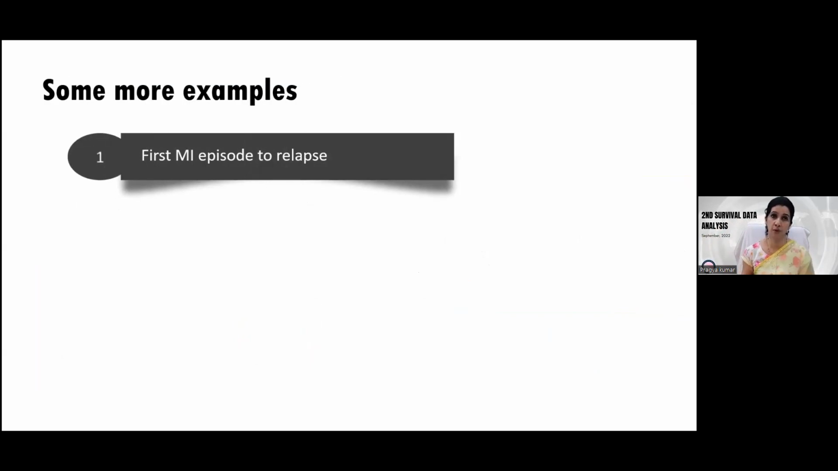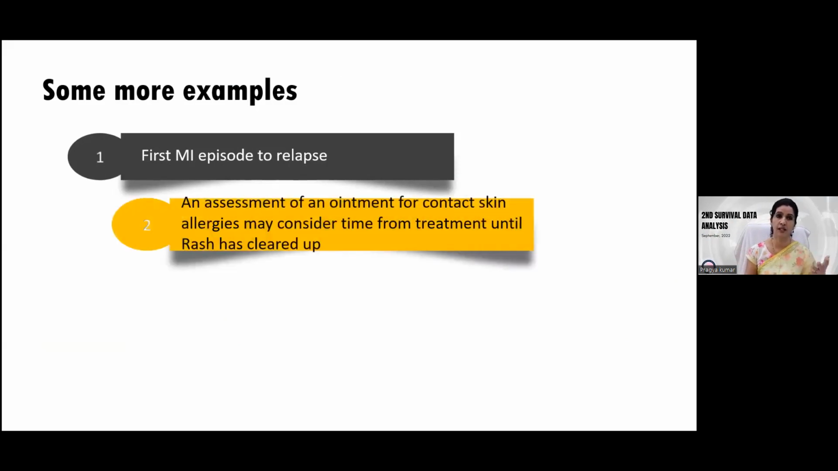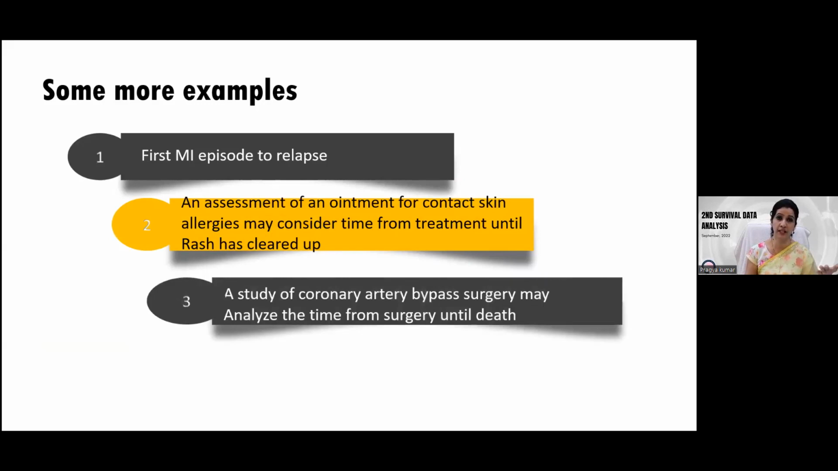There are some more examples, like first MI episode. After first MI, the second MI episode. Then again, assessment of an ointment for contact skin allergy may consider time from treatment until the rash has cleared up. So this is again a good outcome, positive outcome. You are measuring the time until the rash gets cleared. So that will be the event. And those of the people who did not have this event, they will be the survivor.